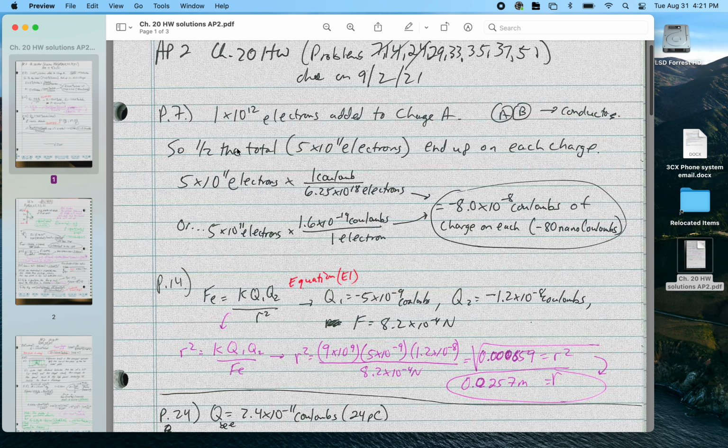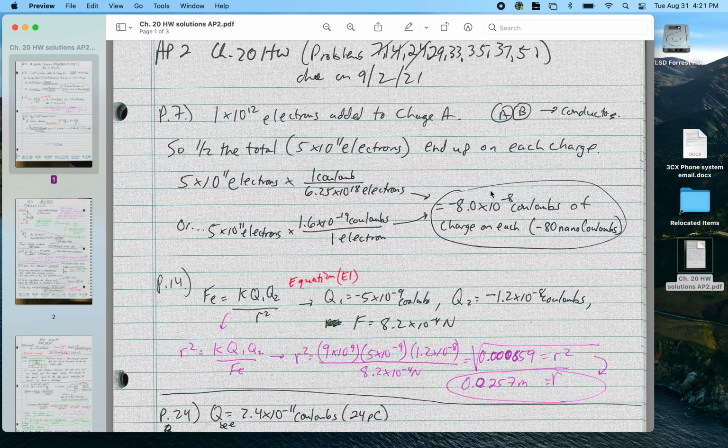So problem 7 was saying you had 1 times 10 to the 12th, that's 1 trillion electrons added to charge A. A and B are touching each other. They're both conductors. They're the same size. So essentially, it's asking how many total charges are on each. So half the total, 5 times 10 to the 11th electrons, end up on each charge.